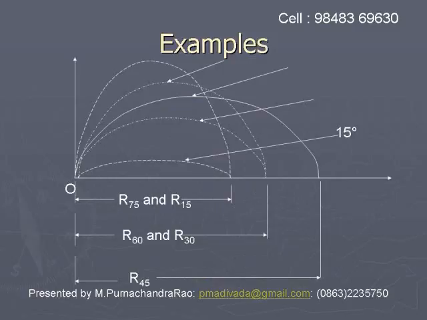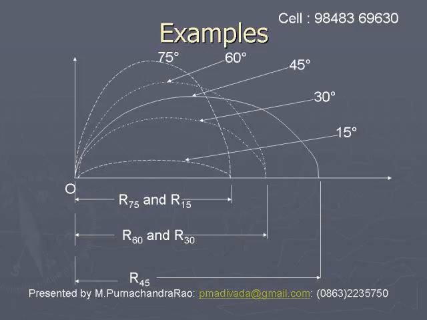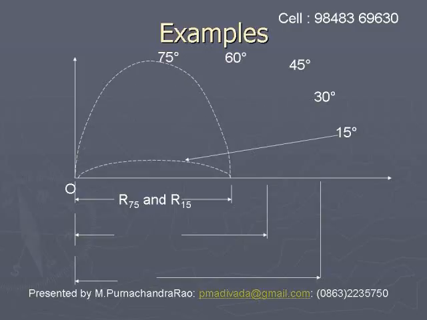Examples for same range. Here I have shown the range for different angles of projection: theta is equal to 15, 30, 45, 60 and 75. If we observe closely, observe the range of 15 and 75. We notice the range is same for 15 and 75. 15 plus 75 is equal to 90.